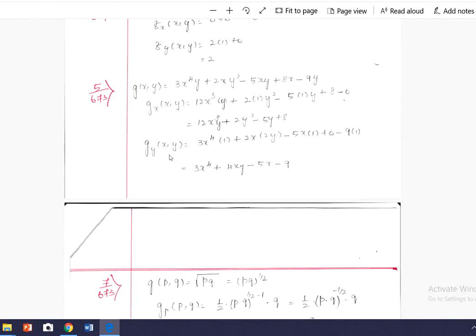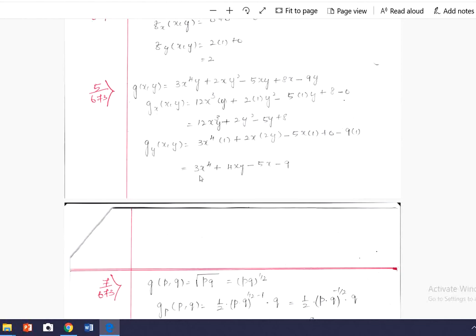Now do the differentiation for the same function in terms of y. When you differentiate y, it will be 1, therefore 3x⁴ into 1. When you differentiate y², it is 2y, and 2 multiplied by 2 is 4, therefore 4xy. Minus 5x into 1. Then 8x has no y, therefore this will become 0. And 9y will become 9.